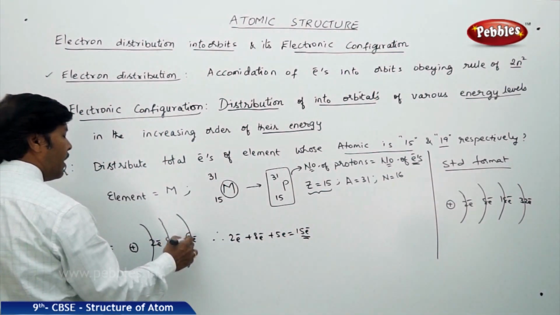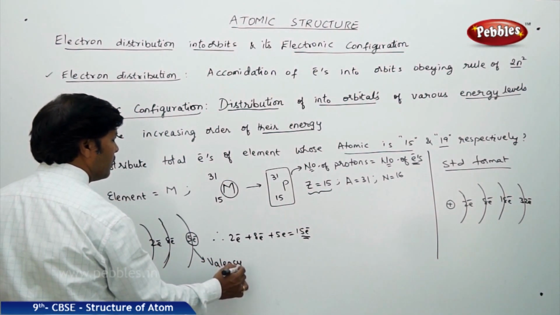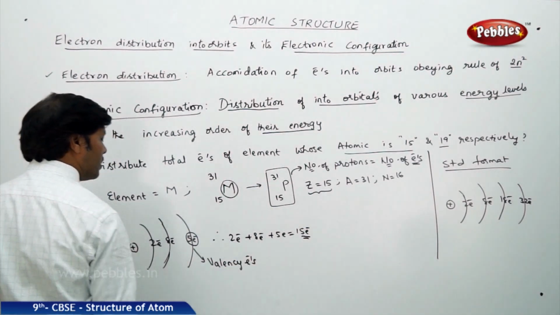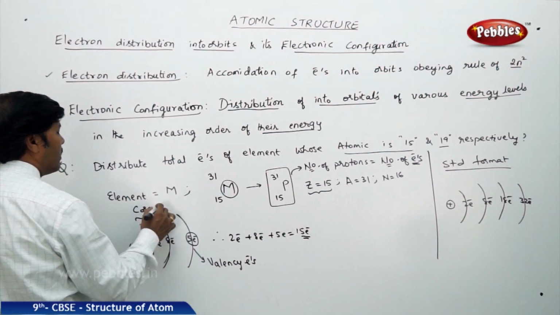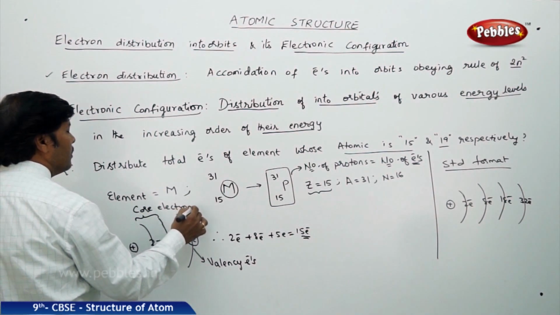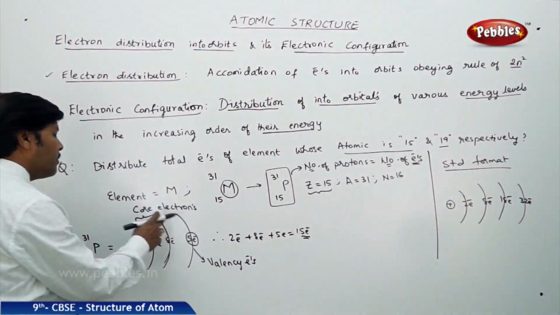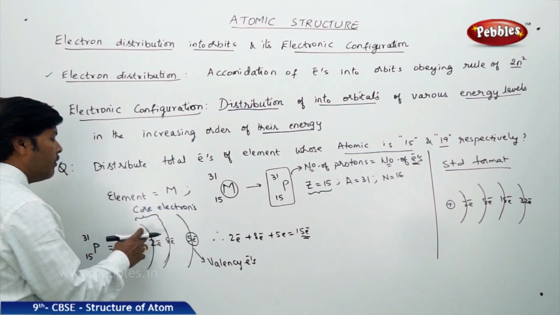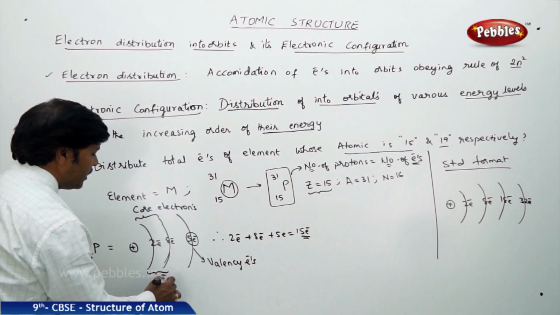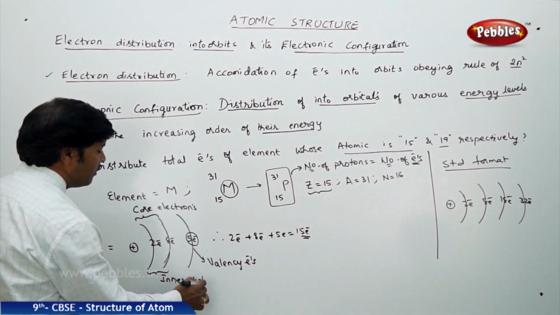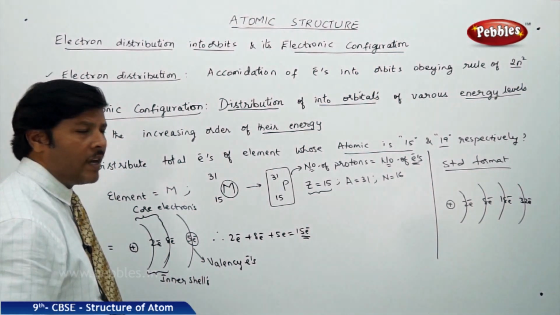That means these 5 electrons which are filled in the last orbit are called valence electrons, and these 2 and 8 we call core electrons. So we have two different types of electrons available for an atom of an element: core electrons, present in the inner shells, and valence electrons, present in the outermost orbit. That's why they are called valence electrons.